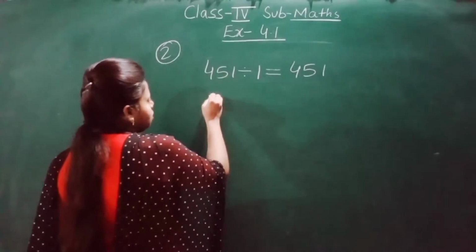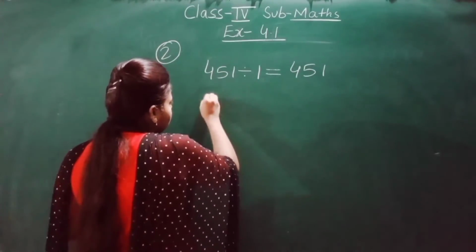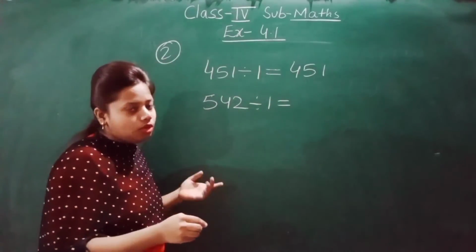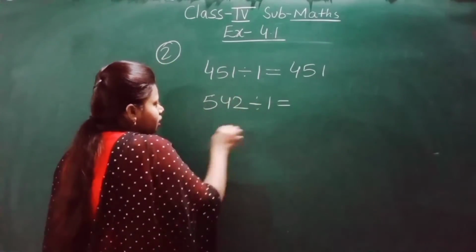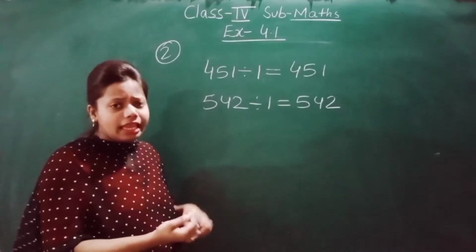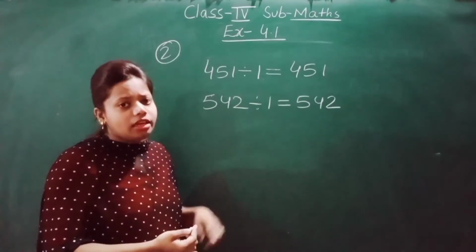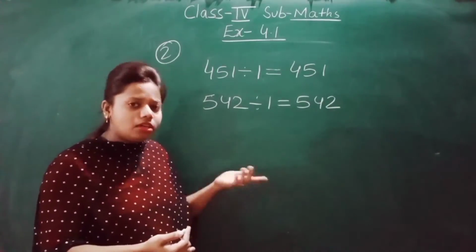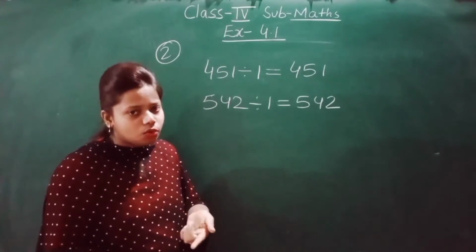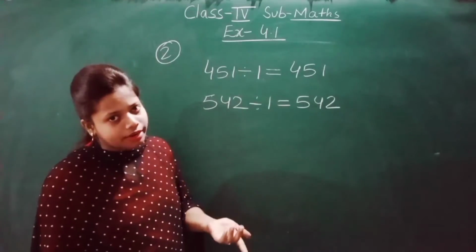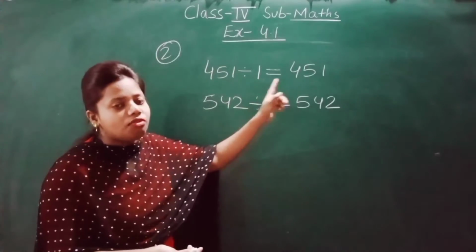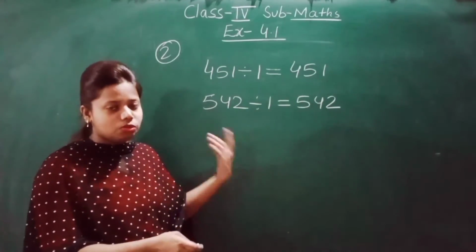Let me give another example. 542 divided by 1 will be the number itself, that is 542. Like in multiplication, we know that any number multiplied by 0 is 0, and any number multiplied by 1 is the number itself. 300 into 1 is 300 only. In the same way in division, any number divided by 1 is the number itself. So this was property number 2.